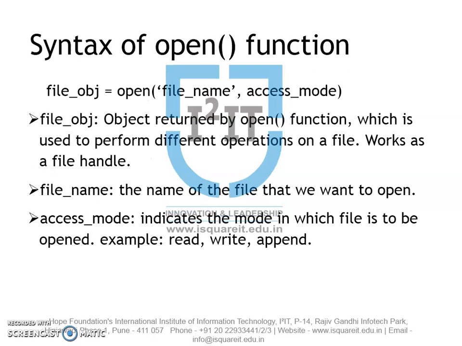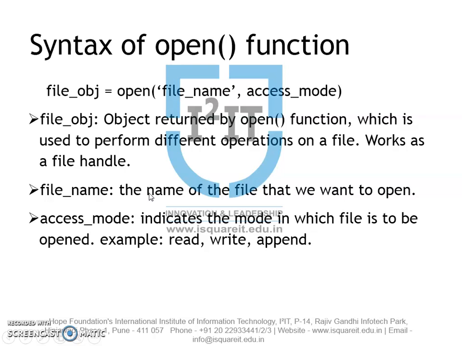So syntax of open function is, we have to write a function name, that is open, and in round bracket we have to give the name of the file that we want to open. This access mode is also one of the parameters. This open function returns the value that is collected in an object, that is file object. So file_obj is the object returned by this open function, which is used to perform different operations on the file. This file_obj works as file handle.